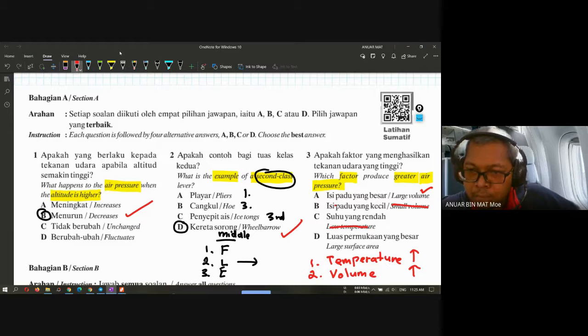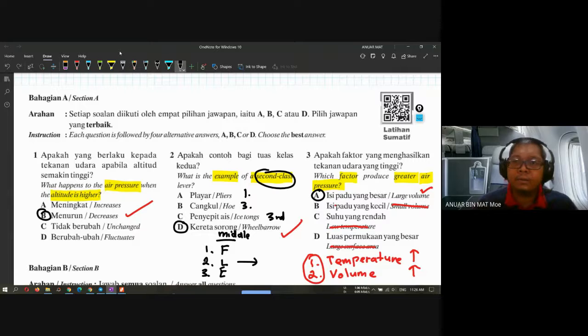So there is no low temperature. And then how about large surface area? Large surface area is not related to the factor. Only two factors. One is temperature and then one is volume. Okay, so the answer for question number 3 is A.